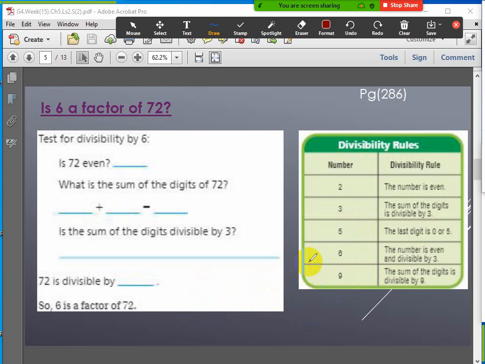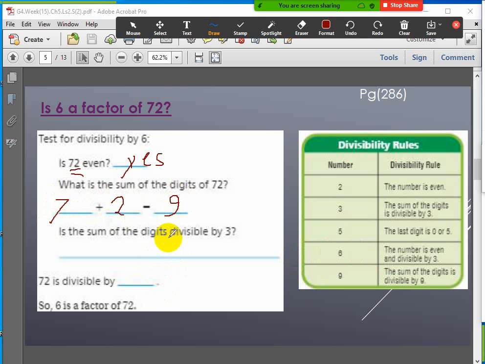Now, if the number is even, this is the first condition, and divisible by 3, that means this number is divisible by 6. And why I have to make this number even and divisible by 3? So let's see. 72 is even? Yes, it's even because 2 is an even number in the ones digit. That means this number is even. Now, what is the sum of the digits? The sum of the digits, 7 plus 2 equals 9, right?